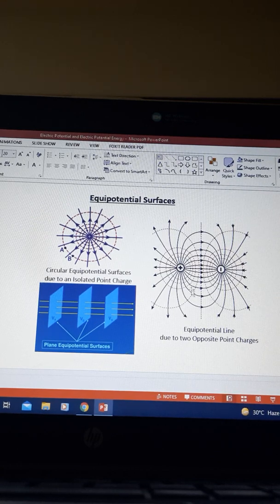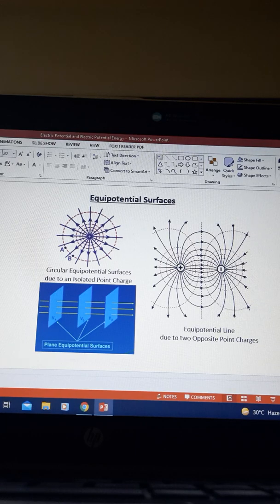Here we have two point charges, but opposite. One is positive, another is negative, and you must know the direction for positive and negative. We have studied this example before when we were discussing the electric field. So this is actually the line at which all these points, between the positive and negative charge, have the same potential. So you can say this is the equipotential line at which all the points have the same potential.